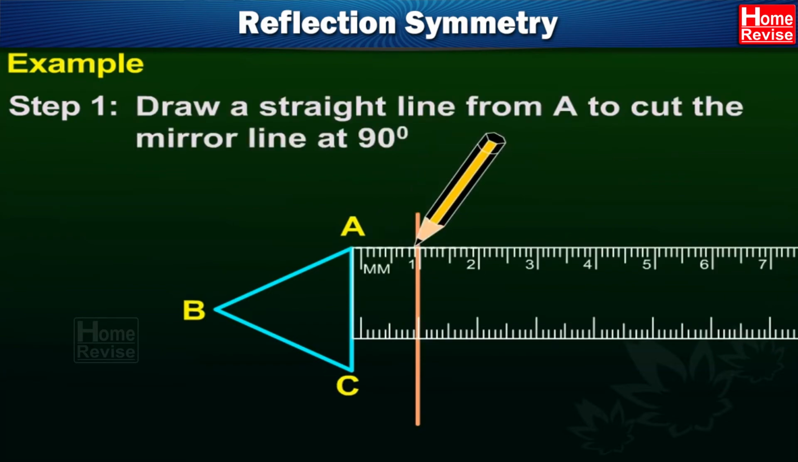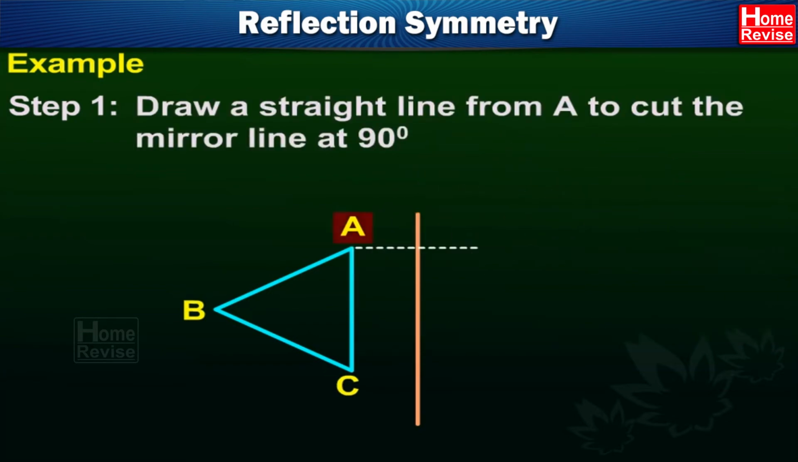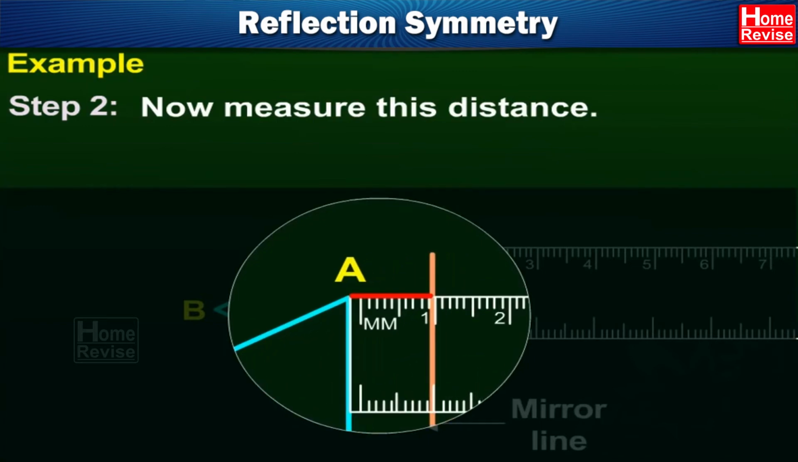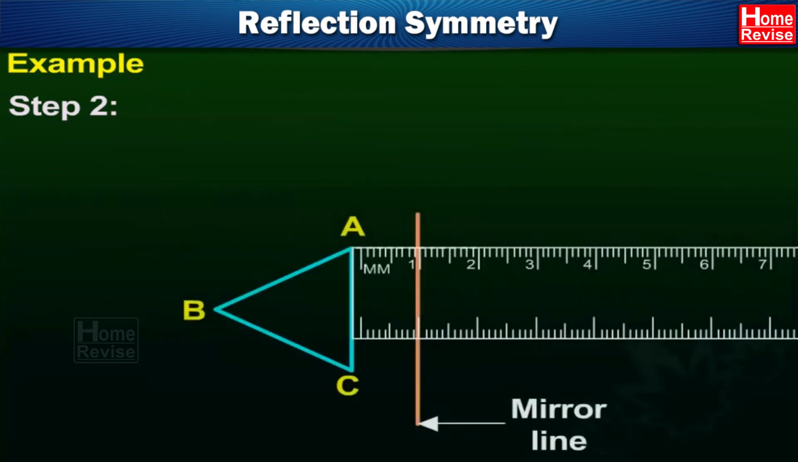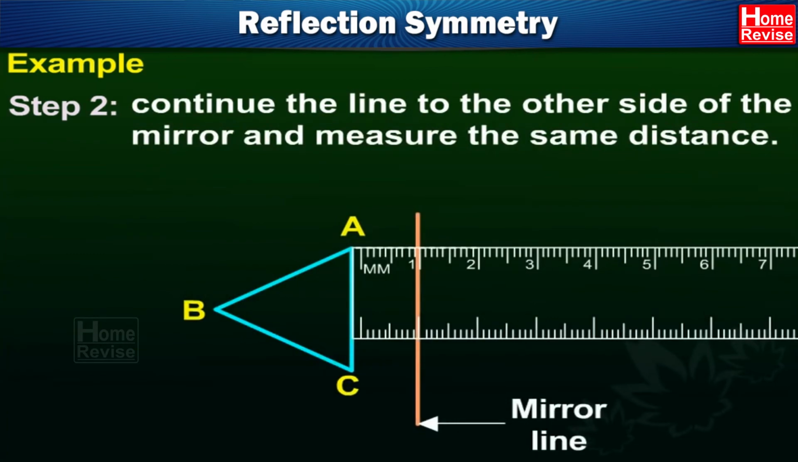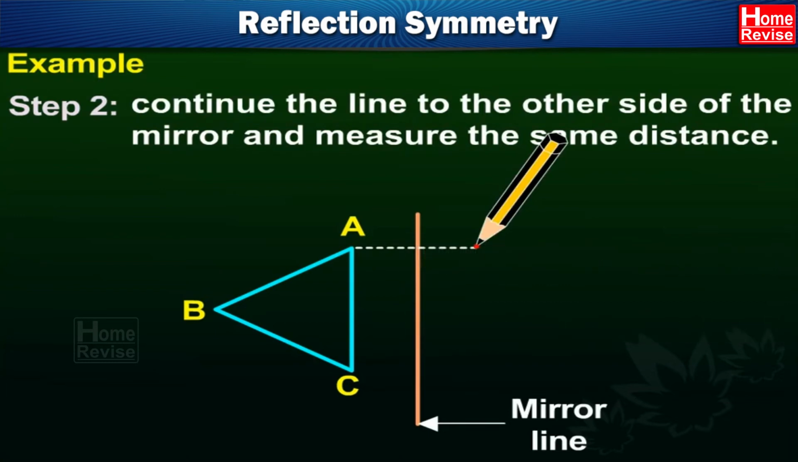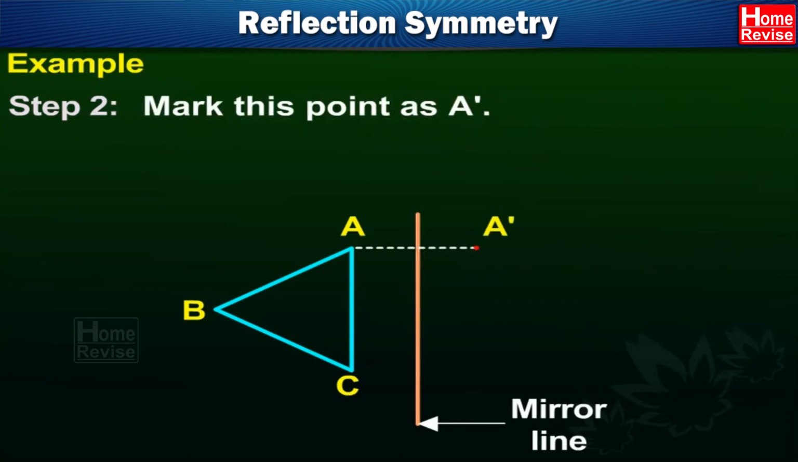Then, draw a straight line from A to cut the mirror line at 90 degrees. Now measure the distance between vertex A and the mirror line. We continue the line to the other side of the mirror and measure the same distance on the other side. Mark this point as A'.